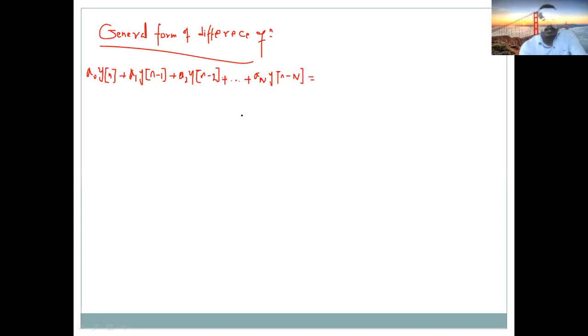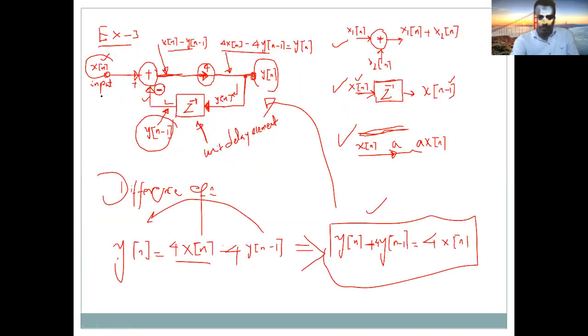Okay, so on this side, it's a linear summation of output on one side. As we have discussed before, a difference equation relates output with input. So as you can see in this equation, on one side we write outputs and on the other side inputs.